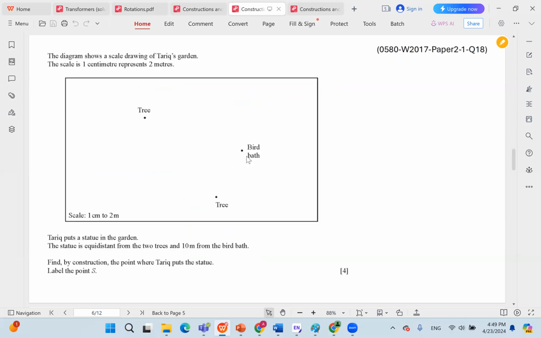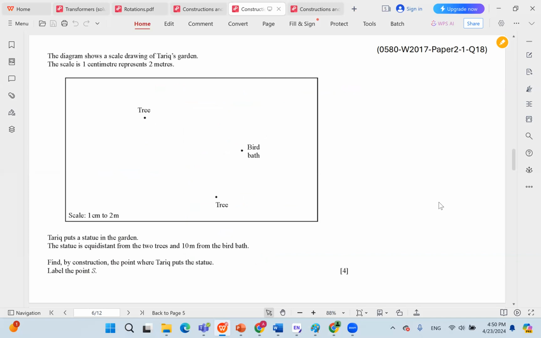The diagram shows a scale drawing of Tariq's garden. The scale is 1 centimeter represents 2 meters. Tariq puts a statue in the garden. The statue is equidistant from the 2 trees and 10 meters from the bird path. So find by construction the point where Tariq puts the statue. First of all, we have to mind the scale.